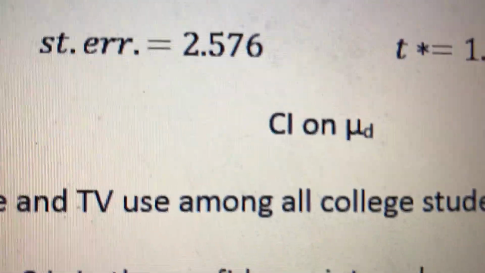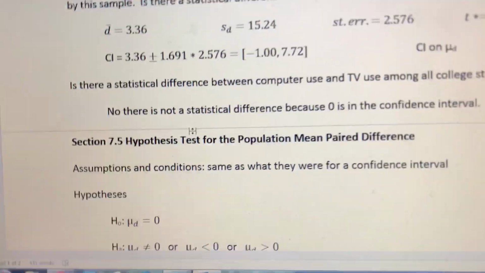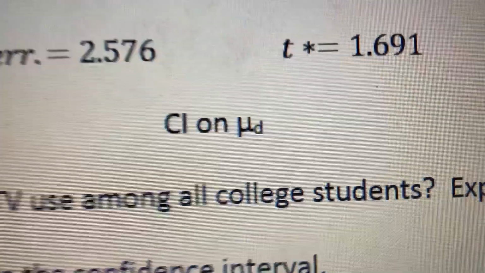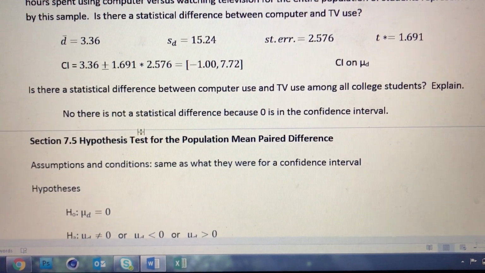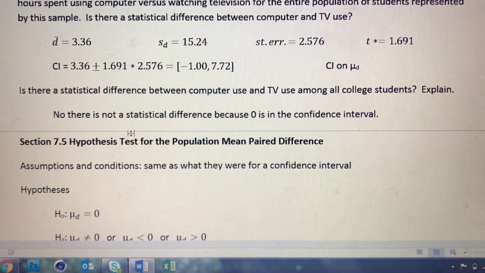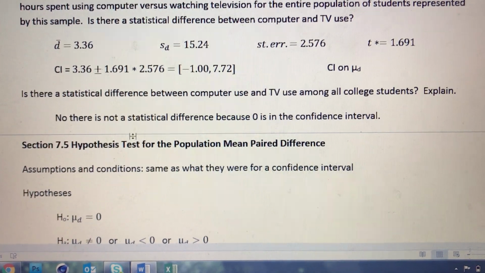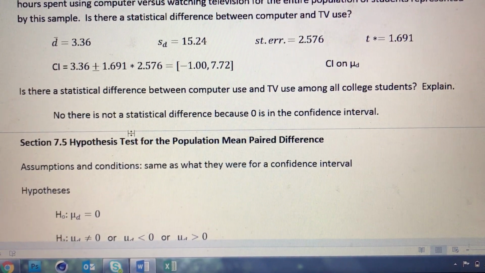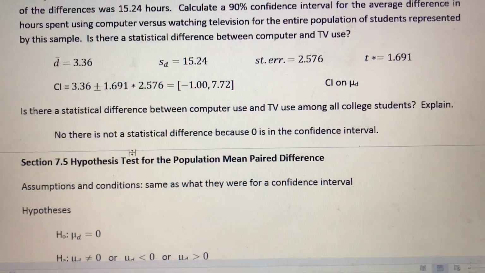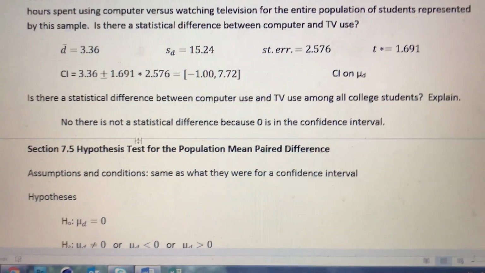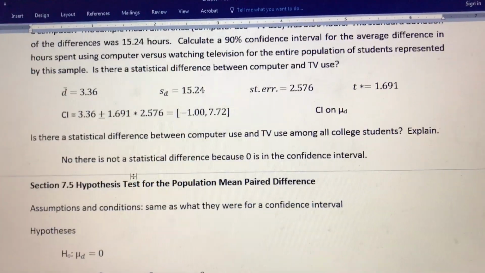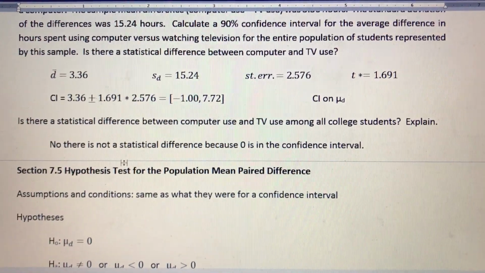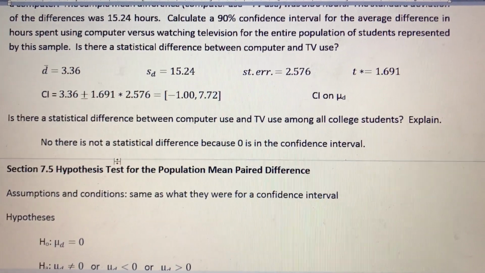And this is a confidence interval on mu sub d. Our parameter of interest here is mu sub d, the population mean of paired differences. So I don't ask for an interpretation of this confidence interval, but I'll give it to you here anyway. I am 90% confident that mu sub d is between negative 1.00 and 7.72. Or I could say I am 90% confident that the difference between computer use and TV use among all college students is between negative 1.00 hours and 7.72 hours.